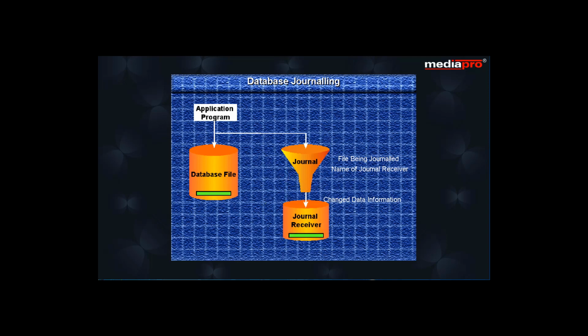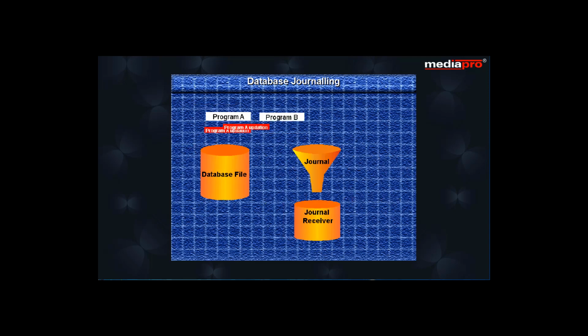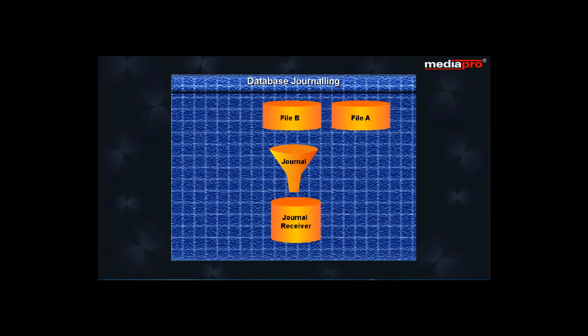The journal records all the changes in the journal receiver in the exact sequence in which the changes are made. Suppose two programs A and B simultaneously update the same physical file. The journal records the changes in the same order in which DB2-400 processes them. A single journal can be used for a group of files, in which case the journal will record the changes to all the files in the group.